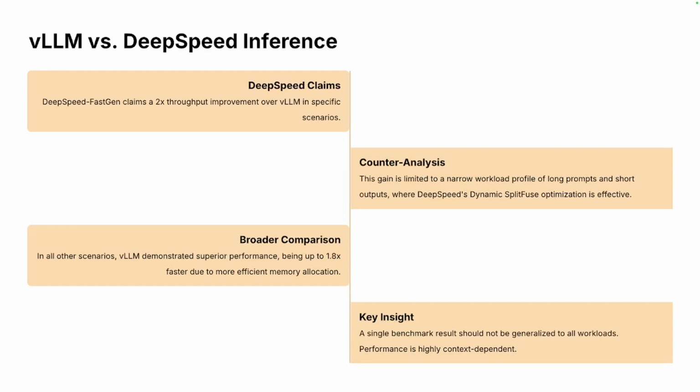But broader testing shows that vLLM usually came out ahead in many real-world scenarios, especially those involving dynamic request size or more balanced prompt and response length. vLLM was actually up to 1.8x faster. The key insight of this benchmarking is that performance is highly workload dependent. So again, based on the workload, some of these results may be different.